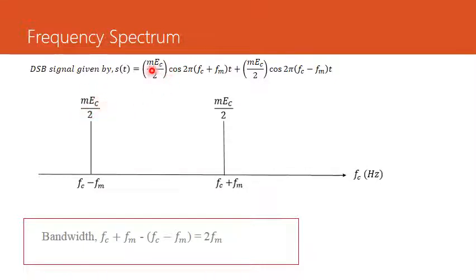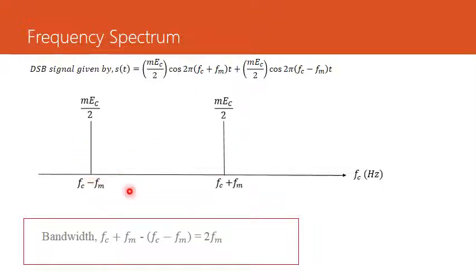So from the expression we can draw the frequency spectrum. When compared with the double sideband full carrier, in this AM modulated wave we have only the upper sideband and the lower sideband. The carrier signal component is suppressed in order to achieve maximum efficiency.